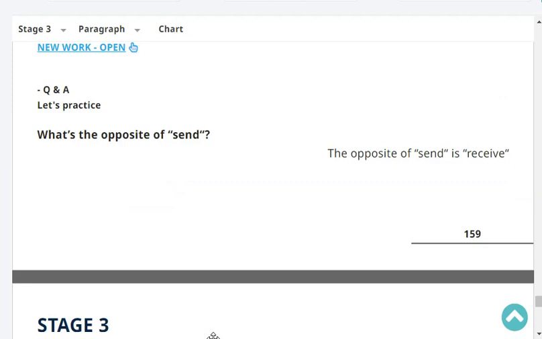What's the opposite of send? The opposite of send is receive. Very good.